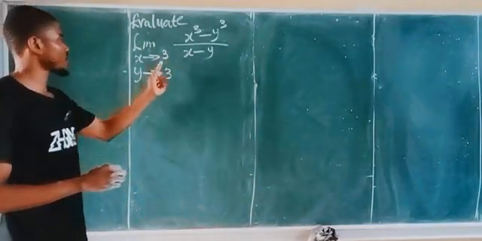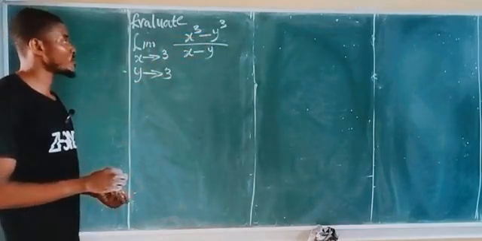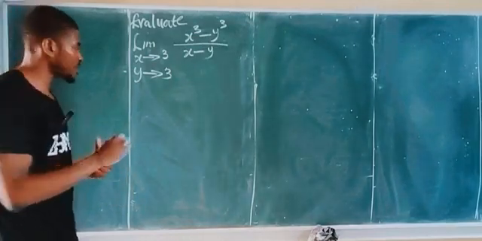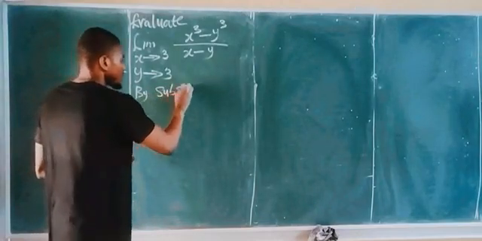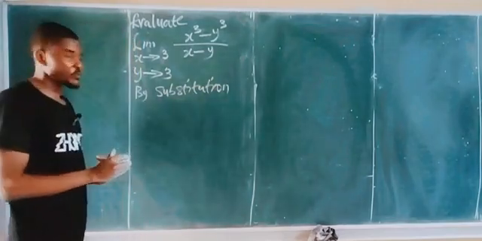To continue on limit of functions of several variables, let's say we have to evaluate the limit as x tends to 3 and y tends to 3 of the function x cubed minus y cubed all over x minus y. The very first thing to do always is to test by substitution. You must always do this first. So we test first by substitution.